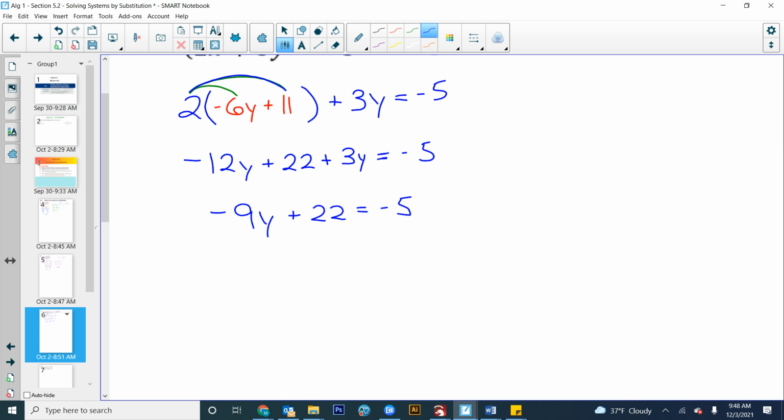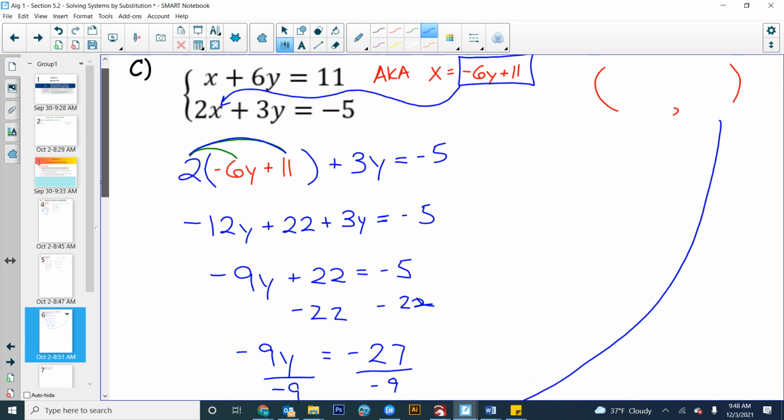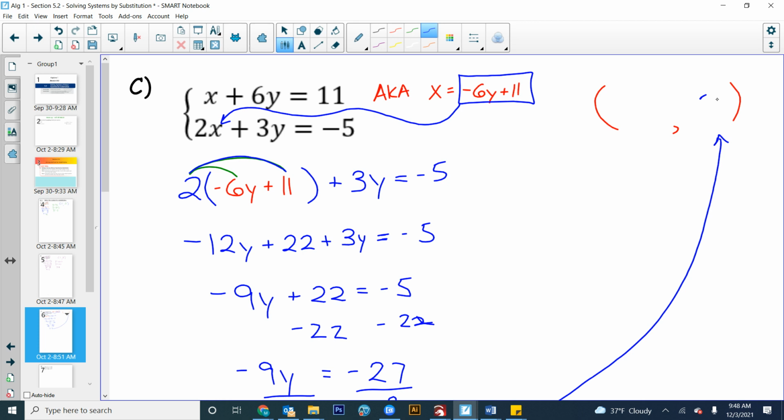Gavin, help me out. What would you do to solve for y next? What's the next step? Minus 22. Subtract 22 from both sides. Negative 9y equals, Gavin, you got this? Negative 5 minus 22? Negative 27. You're on fire today. Divide by negative 9, and we get y equals 3. Oh, look at that. 3 is the y value.